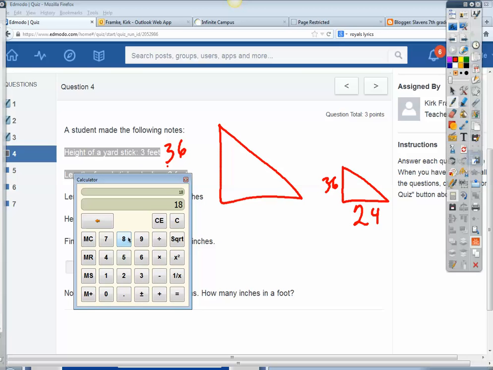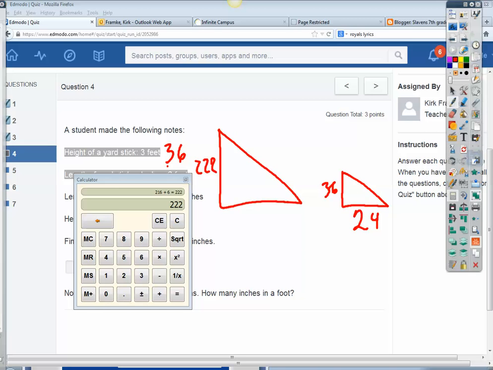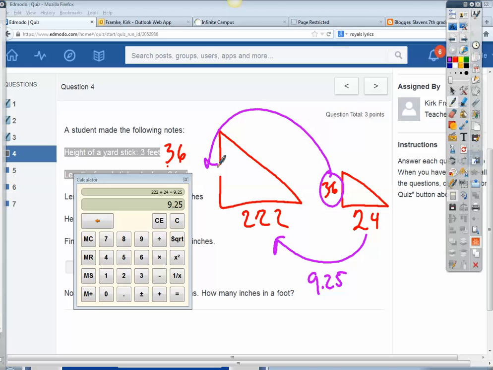So 18 times 12 plus 6. So 222 inches. Oops, I put that in the wrong place. So I'm going to erase that. Okay, so the question is, what did I multiply 24 by to get 222? So divide it by 24. So get a scale factor of 9.25. So I multiply my 36 by 9.25.